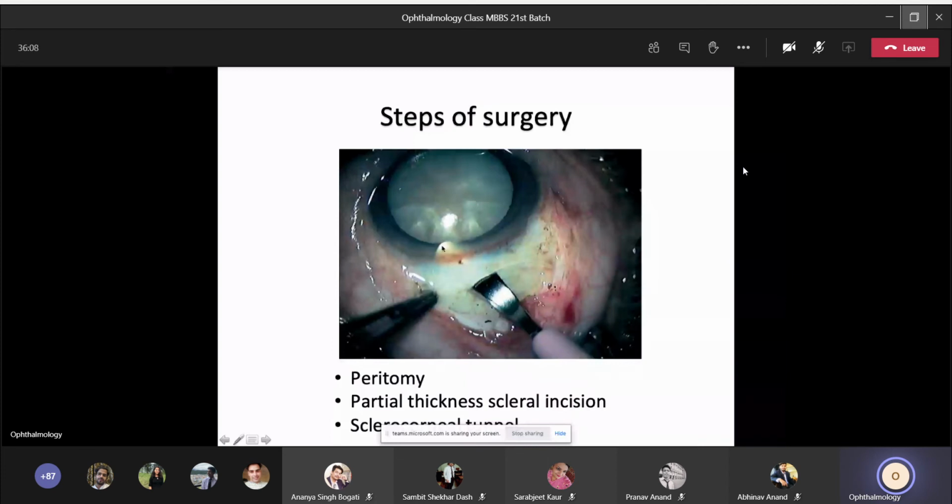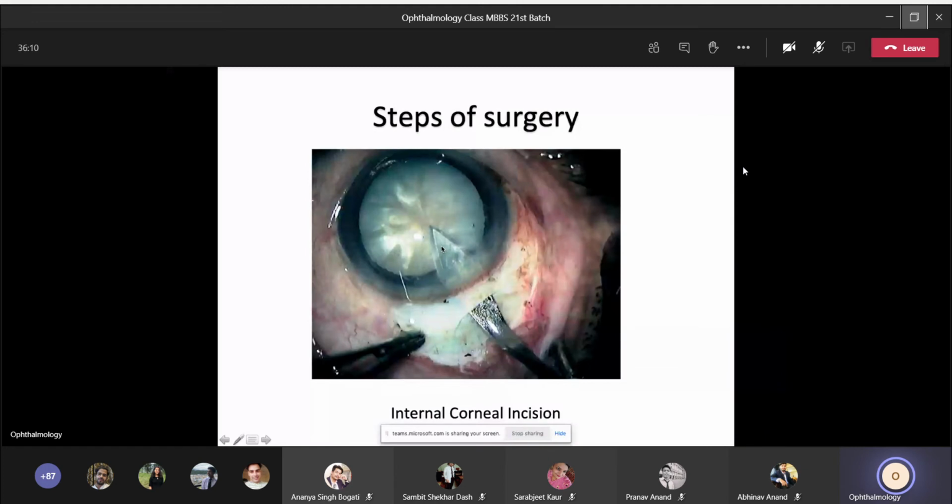Then once the tunnel is made, we can see the internal incision is made in the cornea. You can see here the cornea is entered from here, with the help of keratome. So you cut open the cornea so that you enter the anterior chamber.